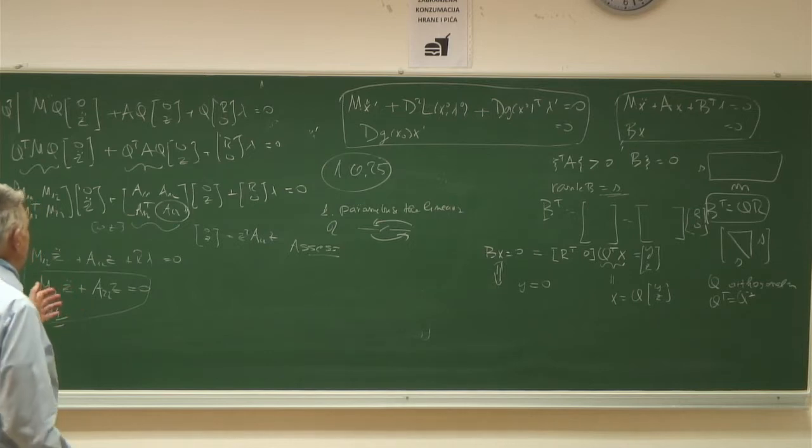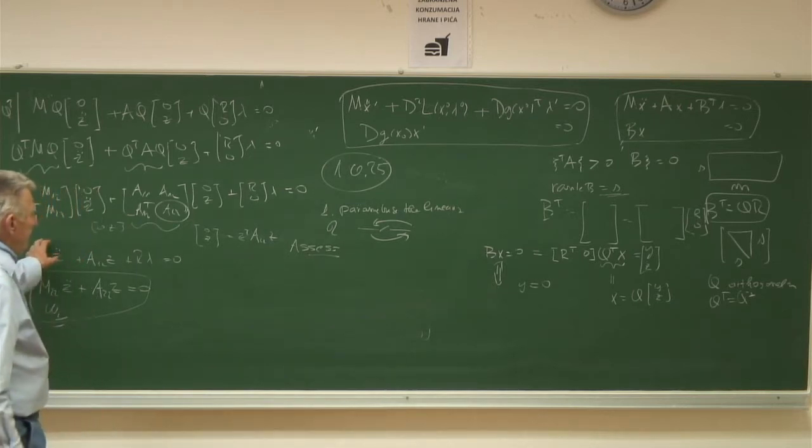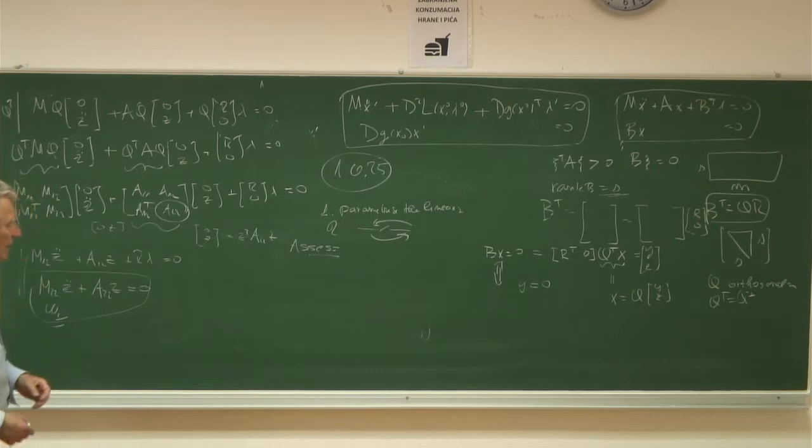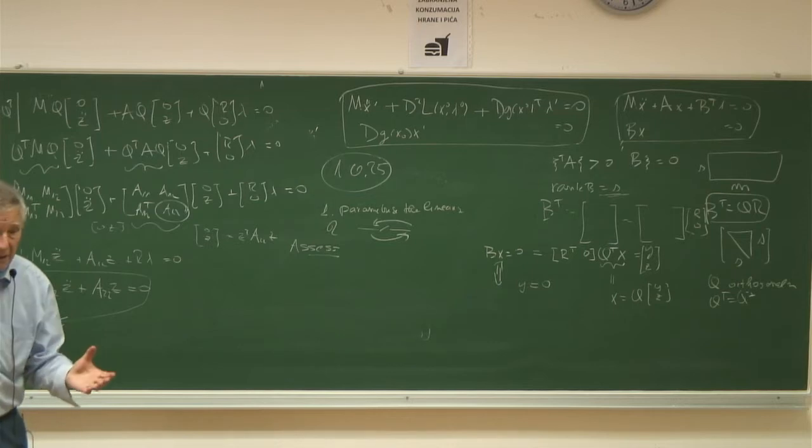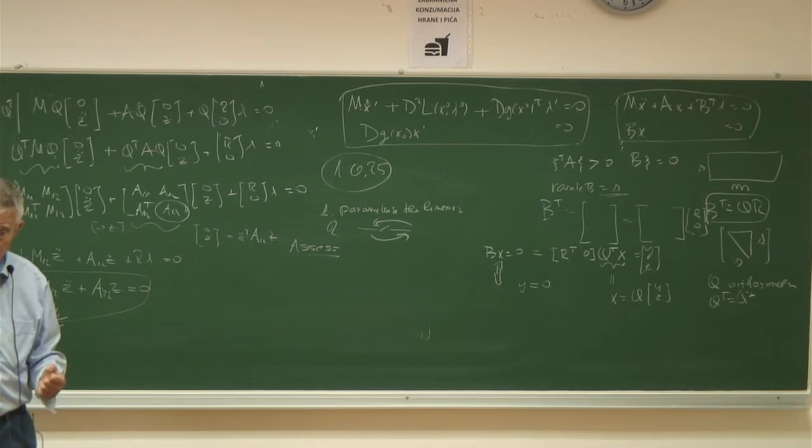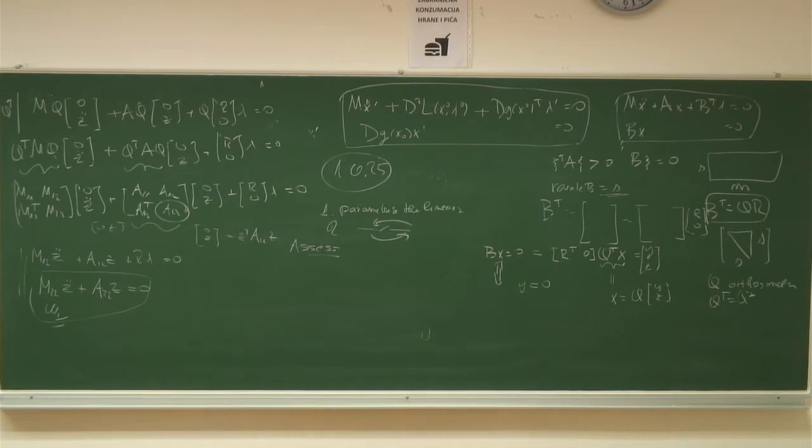What is the advantage of this second way? You have your parameterizations automatically. You don't need to ask for it. That's a big advantage. And the second is you reduce it to a standard model of linear oscillations.